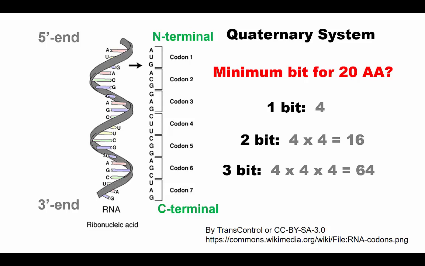Now the next question is, how did we know all of these possible 64 combinations? Which combination, which 3-bit information, is designating which amino acid? That's a good question, right?